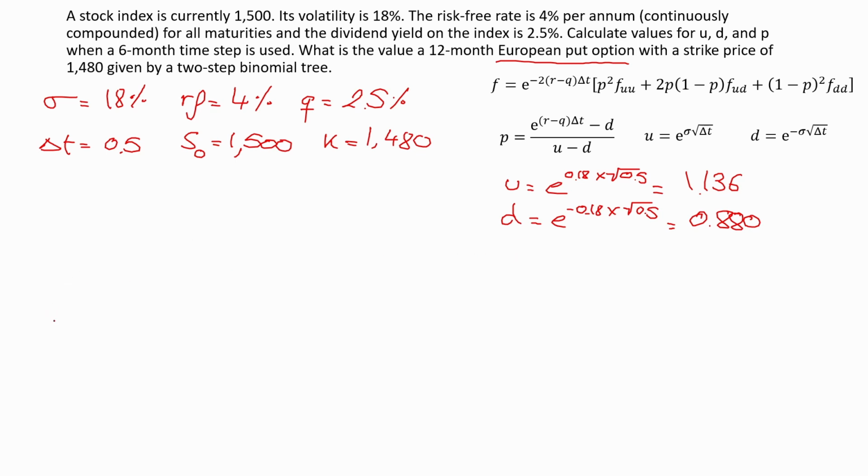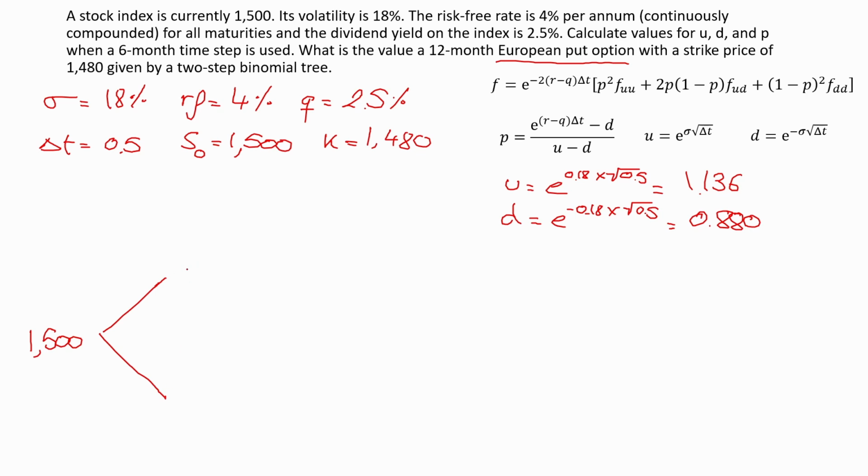Let's construct the binomial tree now. So we know the stock index starts at 1,500. Then it goes up or down. And so remember, the definition for U is the magnitude of an up jump. So by how much the value of the stock index goes up, and D is the magnitude of a down jump. So by how much it goes down.